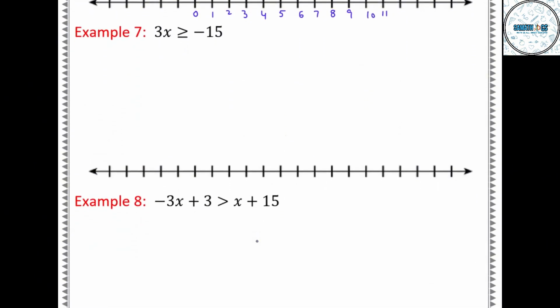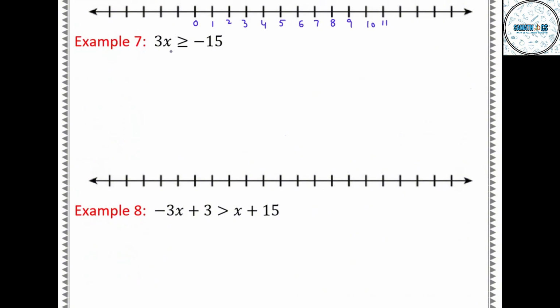Another example, 3x is greater than or equal to minus 15. As 3 is multiplying with x, on the other side it will be divided by 3. So this time we don't have to change the sign because we are dividing by a positive number, not by a negative number. The negative number is already on this side. So it will be x is greater than or equal to minus 5.